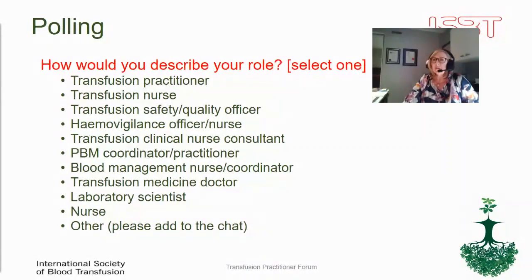So I can see here we've got quite a varied audience. We've got 5% of transfusion practitioners, 10% are quality officers, 10% haemovigilance, and we've got 38% of transfusion medicine doctors, so thank you for coming along, and 29% of laboratory scientists, and 10% of others that have probably added those comments to the chat. So thanks for everyone. It gives us a really good idea of who's actually being involved.